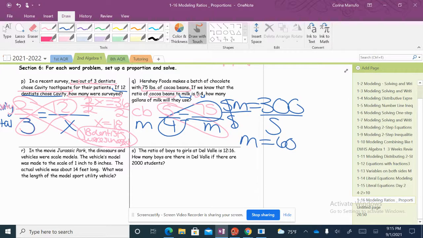Okay, so then we go back to the question. How many gallons of milk will they use? So M is 60, so they will use 60 gallons of milk.